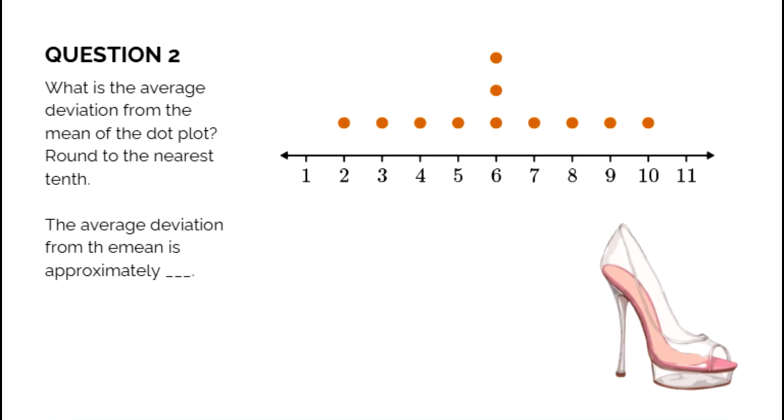All right, here's question 2. What is the average deviation from the mean of the dot plot, rounded to the nearest tenth? Pause it, figure it out, come back. Don't be lazy, don't cheat. Don't have just me do it, because you know I screw up all the time.